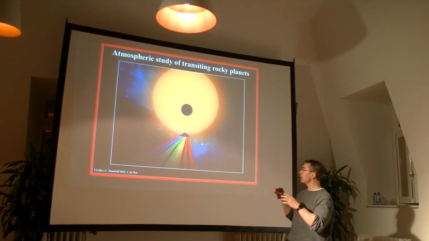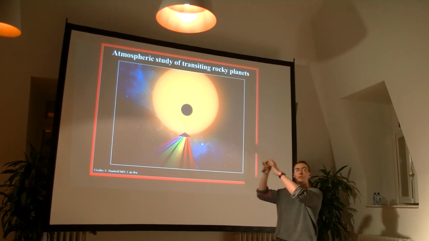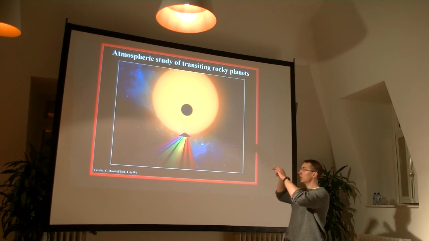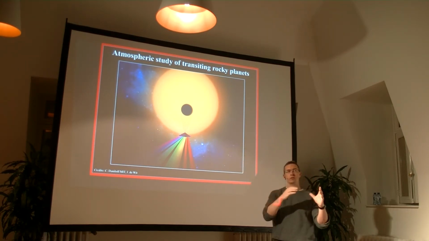And we are going to make spectra of the star, so we are going to analyze its light, its distribution of light as a function of the wavelength, of the color, and we are going to compare these spectra taken outside the transit and when the planet is there, and we are going to see some differences that tell us about the composition of the atmosphere.